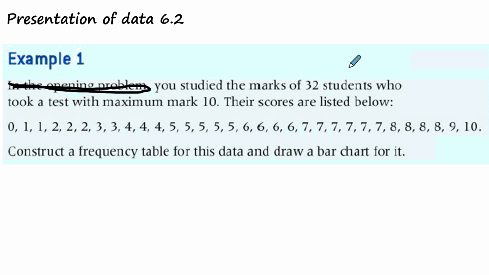You are currently studying the marks of 32 students who took a test with a maximum mark of 10. They use marks for IB, so where we talk about scores, they call them marks. Their scores are listed below, between 0 and 10. They nicely put them in order for us. What we're going to do is construct a frequency table for this data and then draw a bar chart that goes with it.